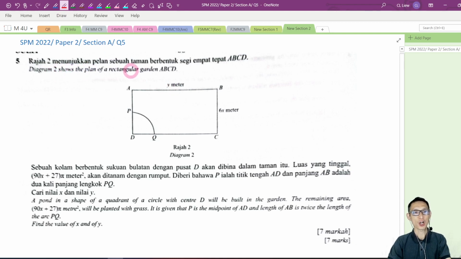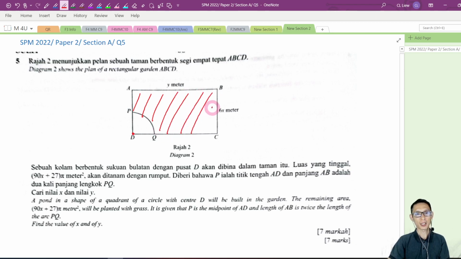Diagram 2 shows the plan of a rectangular garden ABCD. We have a rectangular garden over here, ABCD. A pond in the shape of a quadrant of a circle with center D will be built in the garden. This is the center. The remaining area, 90x plus 27 pi square meters, will be planted with grass. It means that here will be planted with grass, and the area here is 90x plus 27 pi square meters.